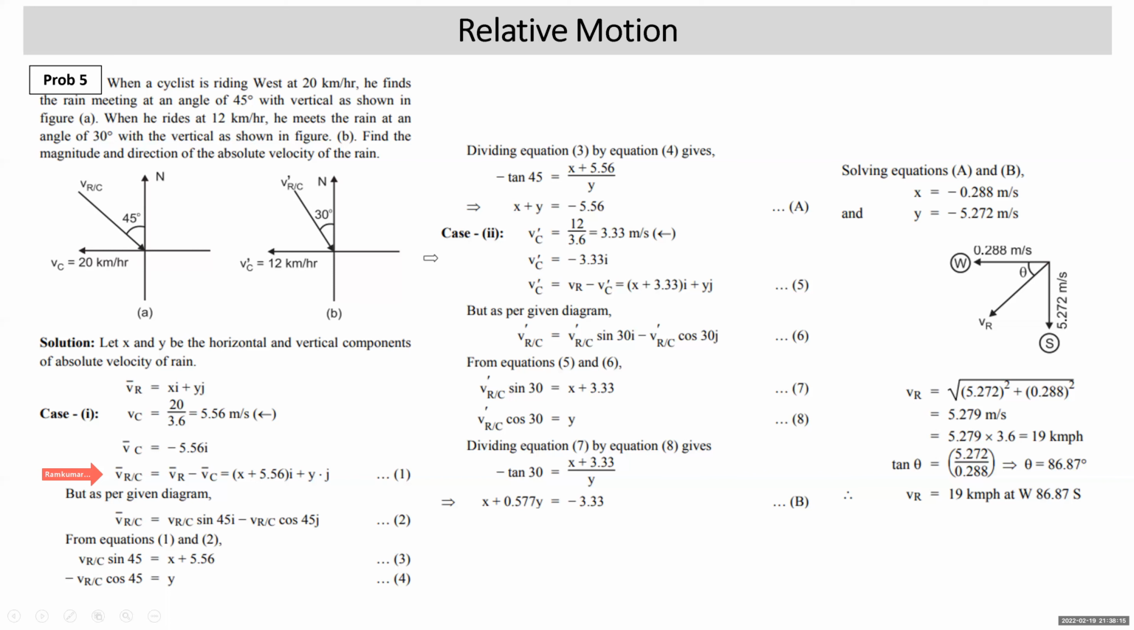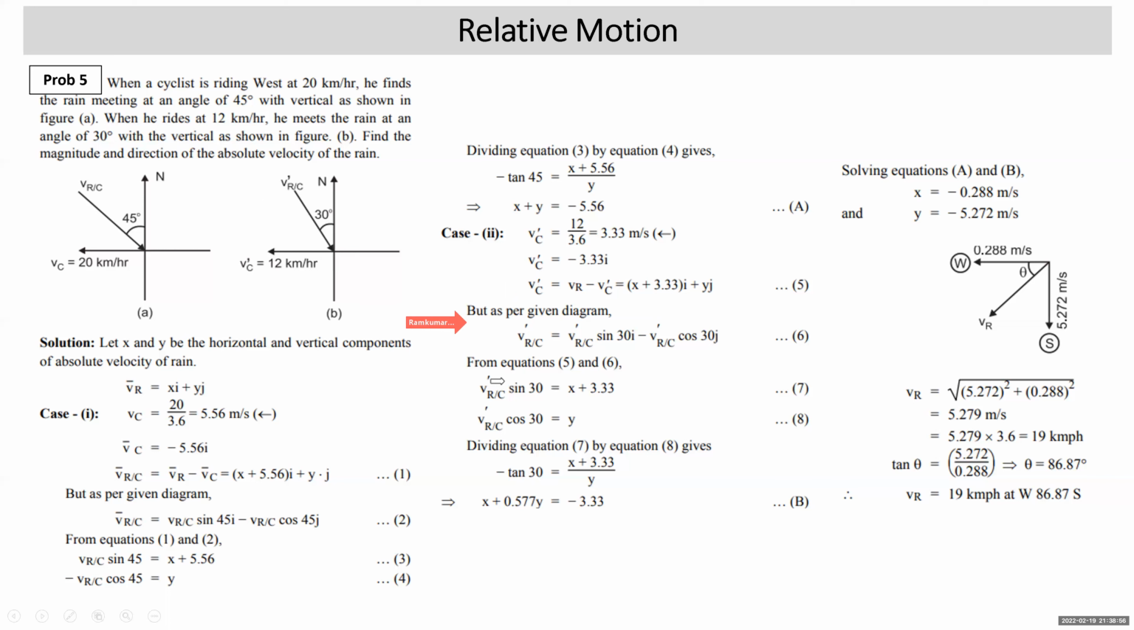All right. Now the second case is to be analyzed identically. In the second case, velocity of cyclist is 12 km per hour to the left, that is 12 upon 3.6, 3.33 meter per second. So velocity of the cyclist in vectorial form will be minus 3.33 i. The velocity of the rain with respect to cyclist is Vr minus Vc dash. This is (x plus 3.33) i plus y j. But from the given diagram, VRC dash is equal to VRC dash sin 30 i minus VRC dash cos 30 j.